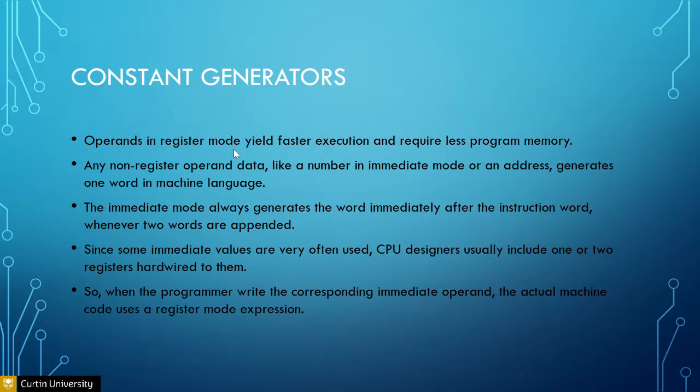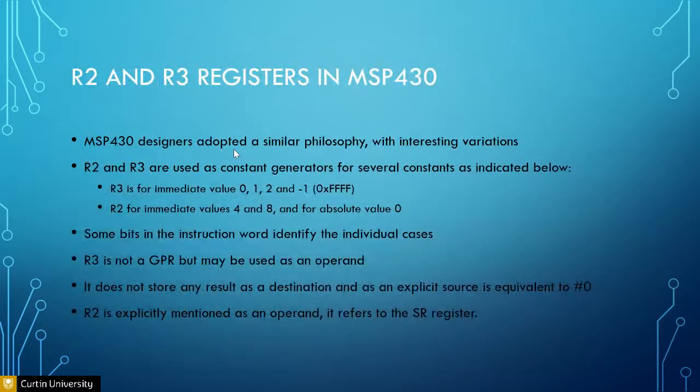These constants can be generated, and when they are generated, they're normally more computationally efficient. So if you want 0, 1, 2, and -1, you can generate them from register R3. If you want 4, 8, and 0, you generate them from R2. R2 is basically the status register, where you get the carry flag and this flag and that flag.